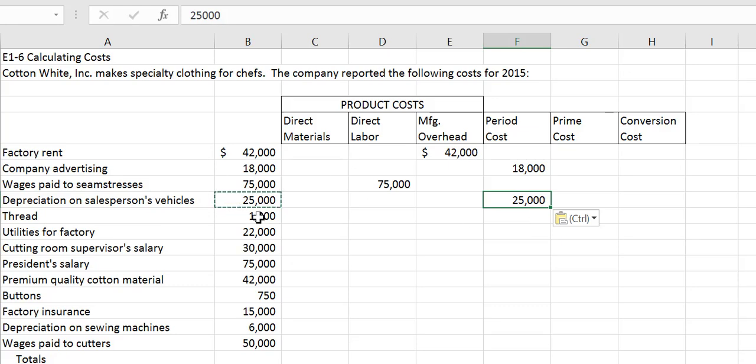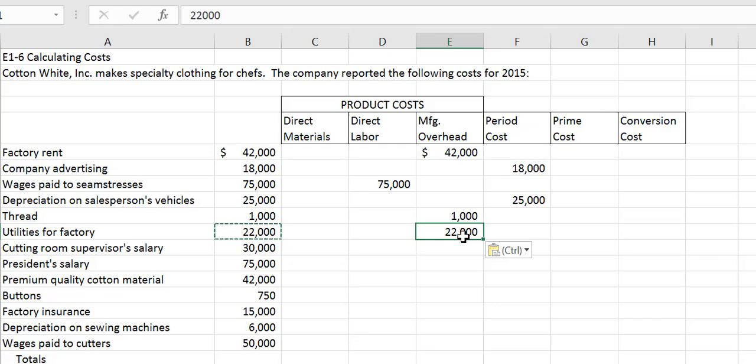Okay, thread, that's directly used in the product, but we may not trace it directly to the product. So we may not know exactly how much thread was used in a particular product. We just look at how much thread we used in total and spread it out over the number of products. So thread will be a manufacturing overhead cost. Utilities for the factory, that's also an overhead cost. Any costs associated with the plant, the factory itself, are typically overhead costs.